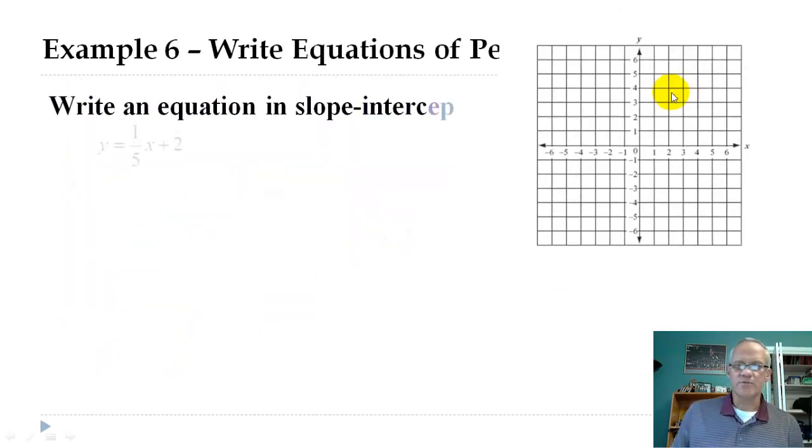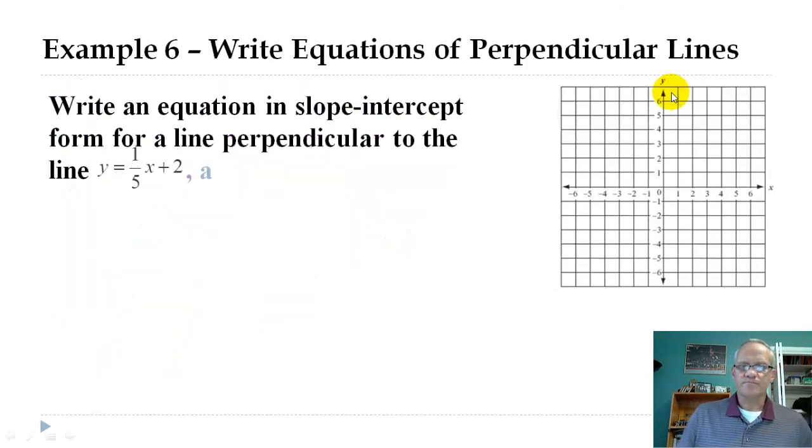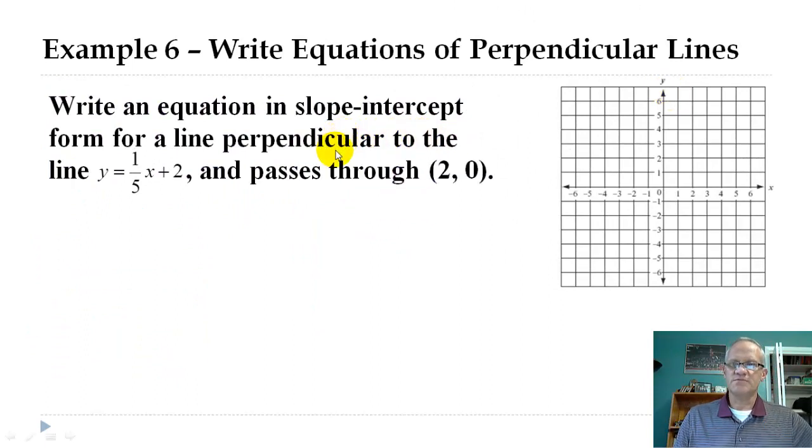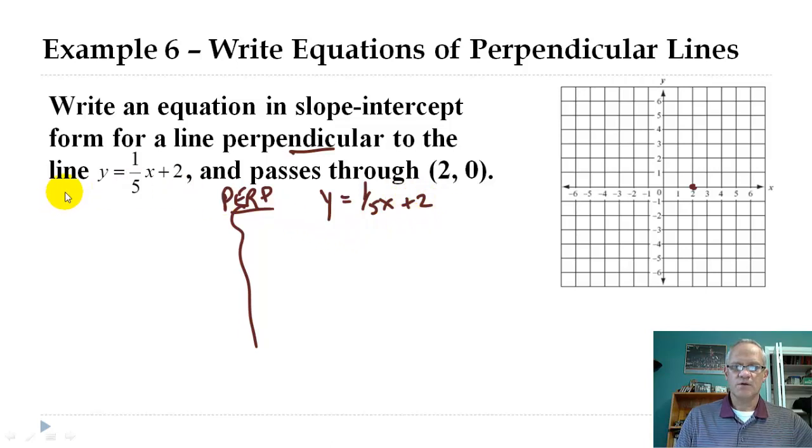Okay? Last example. I know this is getting a little long, but here's our last one, I think. Perpendicular. Okay, same situation, but this time it's perpendicular. So we know our line goes through the point of 2, 0. Let's plot that point. Let's set it up here. Okay, so I'm going to draw my line down here. This time, since it's perpendicular, I'm going to write perpendicular up here. This line is y equals 1/5 x plus 2. And our line over here goes through the point of 2, 0.